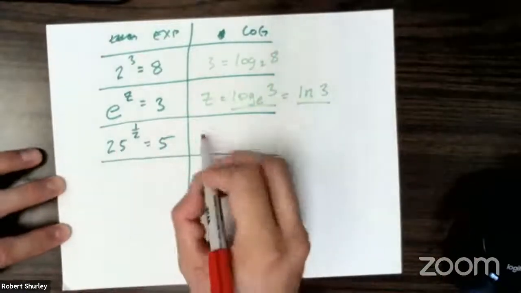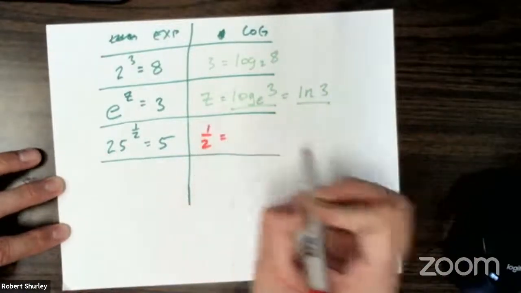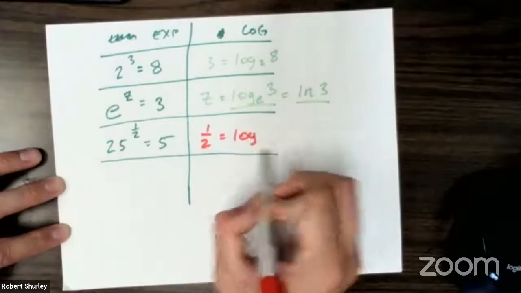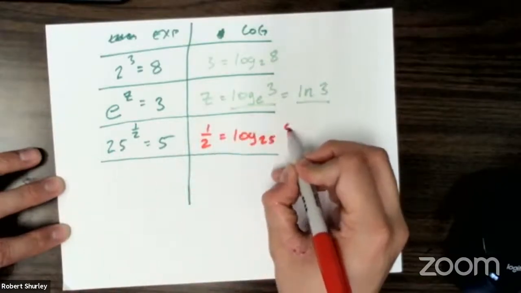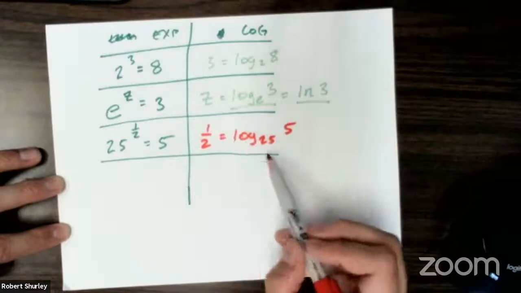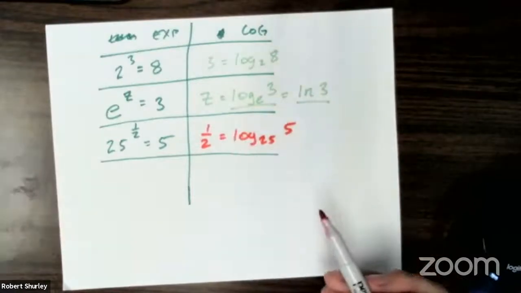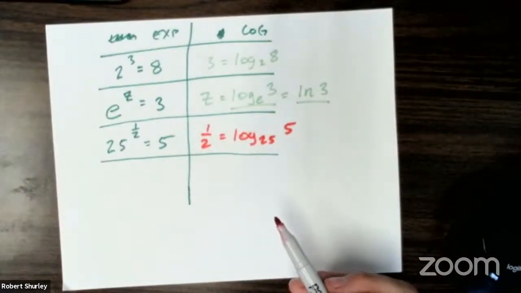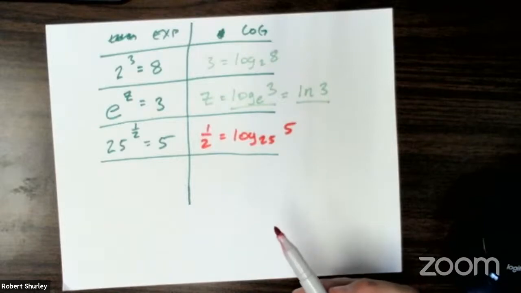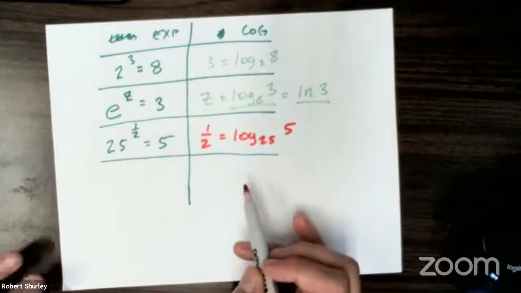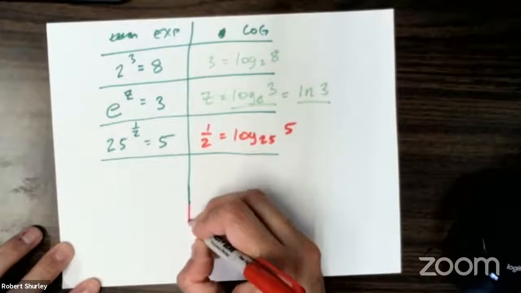So let's look at this one. This would be 1/2 equals log base 25 of 5, right? So log base 25 of 5 would be 1/2. Kind of cool. I know. You don't have to tell me. I get it.